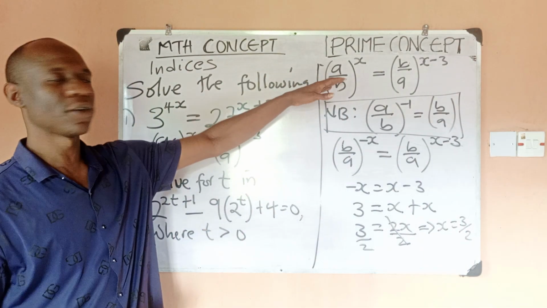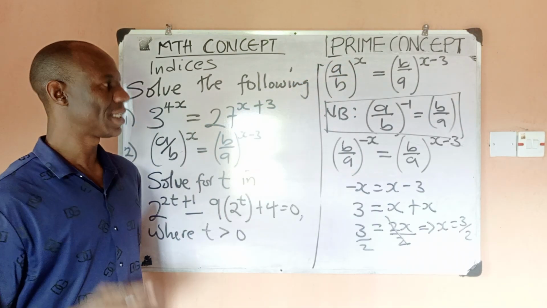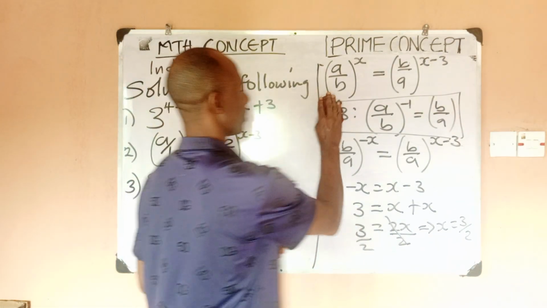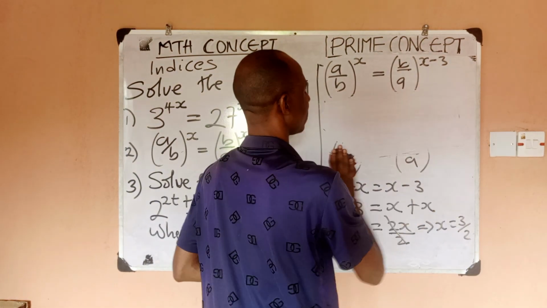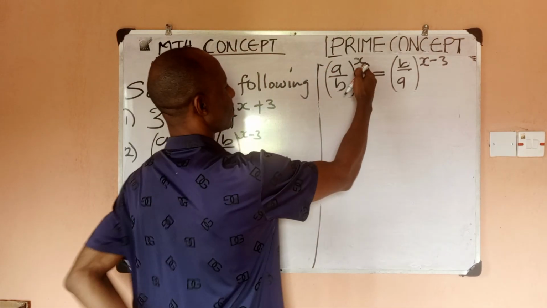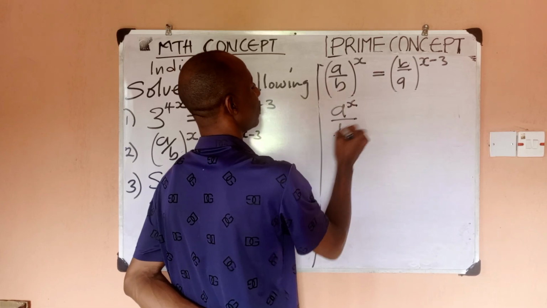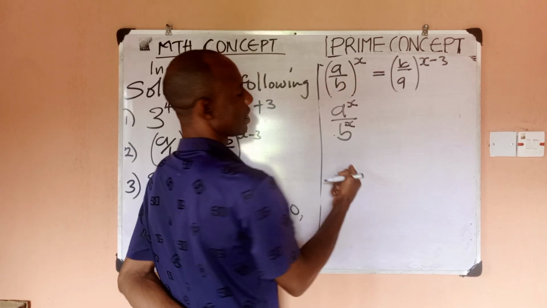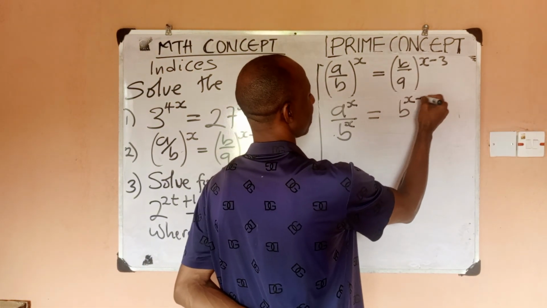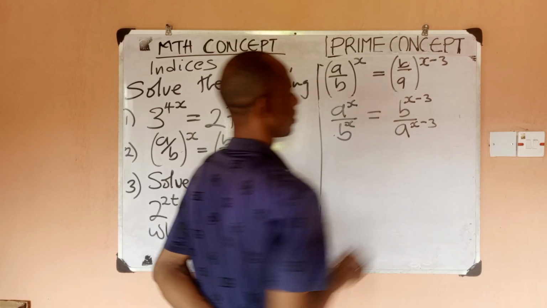Is there a different way for solving this? Of course, yes. I can decide to distribute this power. Let's try it and see. Say I don't want to go this way, which is the fastest, but say you decide to distribute the powers. Let's see what we'll get by solving like that. So I can distribute this. I can say a to power x divided by b to power x, right? I've distributed the power. So this would give me b to power x minus 3 divided by a to power x minus 3. I've distributed the power.